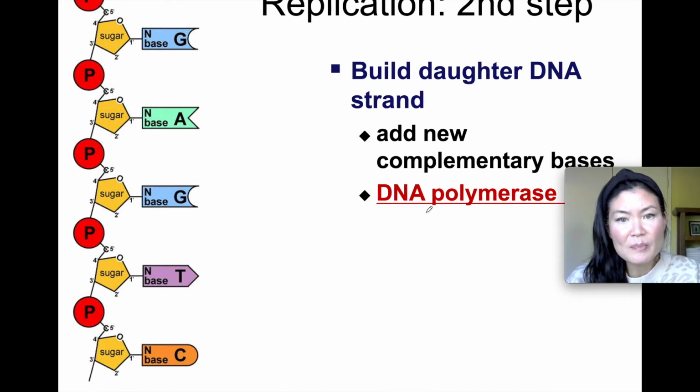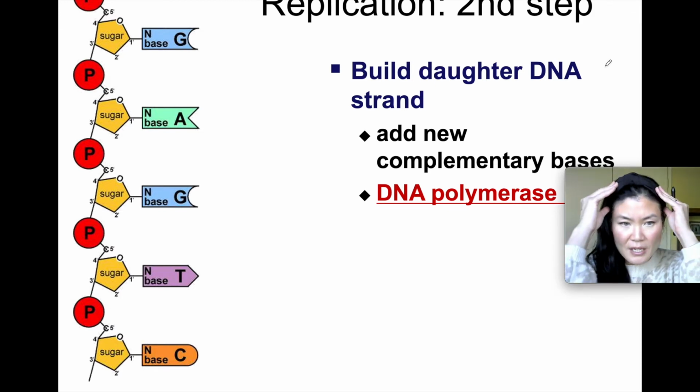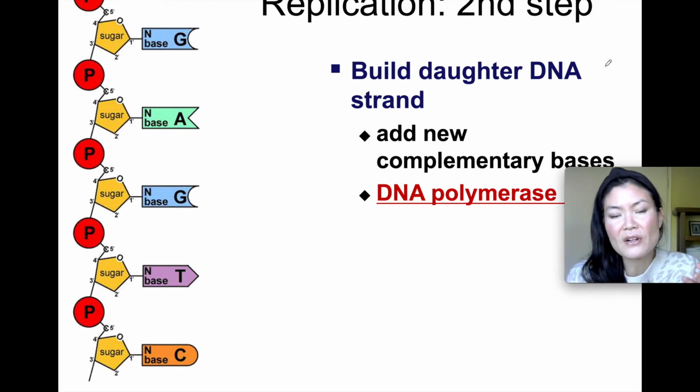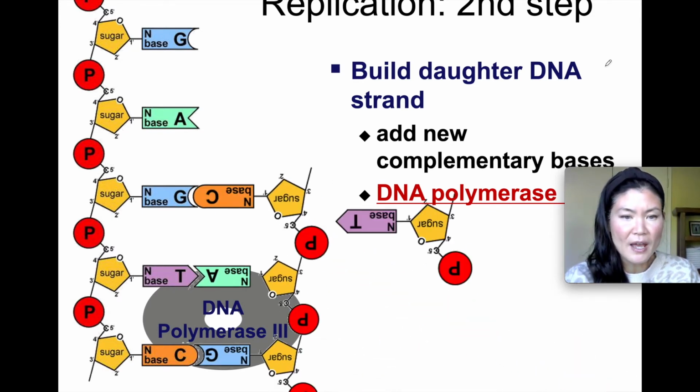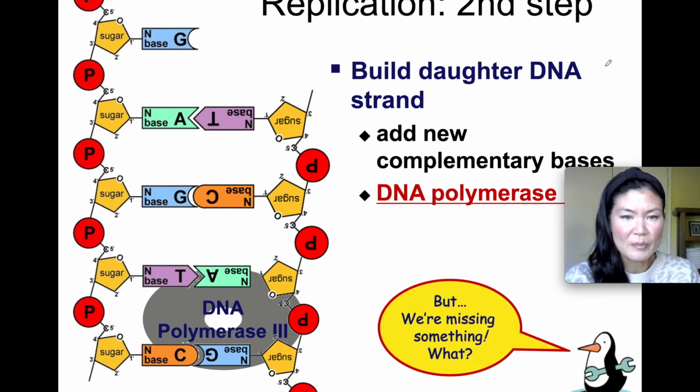So the second step is just building a daughter strand, adding new complementary bases. And the enzyme that does this is called DNA polymerase 3, okay? DNA polymerase 3. There's three different kinds of DNA polymerase. Polymerase 1, polymerase 2, and polymerase 3. DNA replication uses DNA polymerase 3 for adding new nucleotides that are complementary to the template strand, okay? So let's say that this is our DNA polymerase 3, and it just goes along the template and starts adding new nucleotides that are complementary.